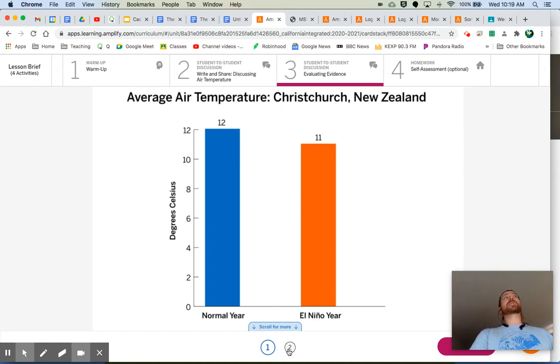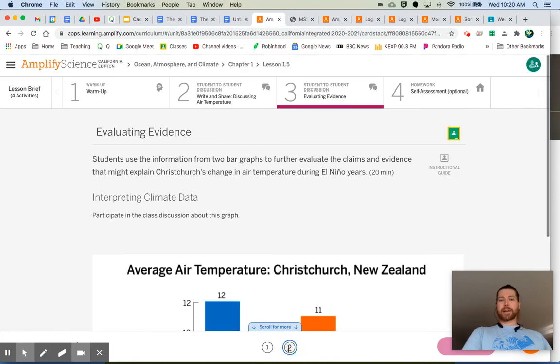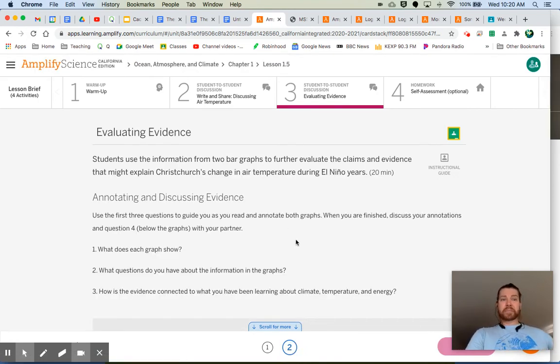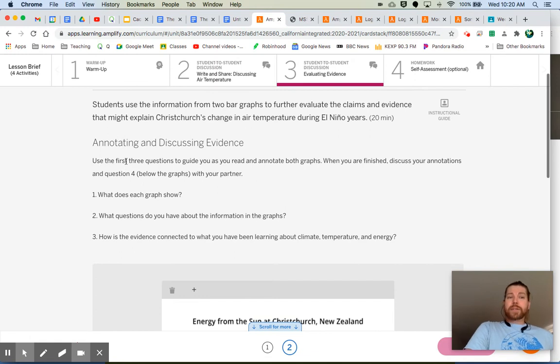Again, we're trying to come up with a claim that's going to back up the evidence that we're seeing, or find evidence that's going to back up the claim. You know what I'm saying? So here we go. Use the first three questions to guide you as you read and annotate both graphs.